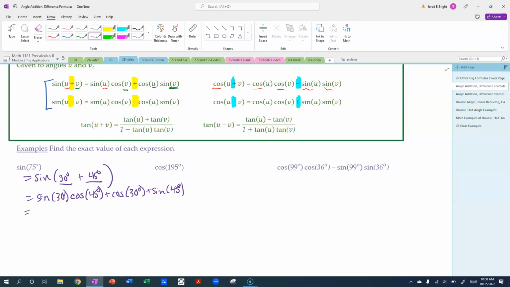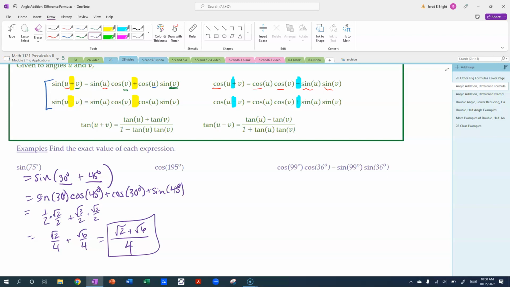So sine of 30 is 1/2, cosine of 45 is square root of 2 over 2. Multiply those and then add that to cosine of 30, which is square root of 3 over 2, and then sine of 45 is square root of 2 over 2. And then if I simplify that, I'd get square root of 2 over 4 plus square root of 6 over 4, which is fine. And I would just write it all as a common denominator of 4, and then square root of 2 plus square root of 6. And that's that.